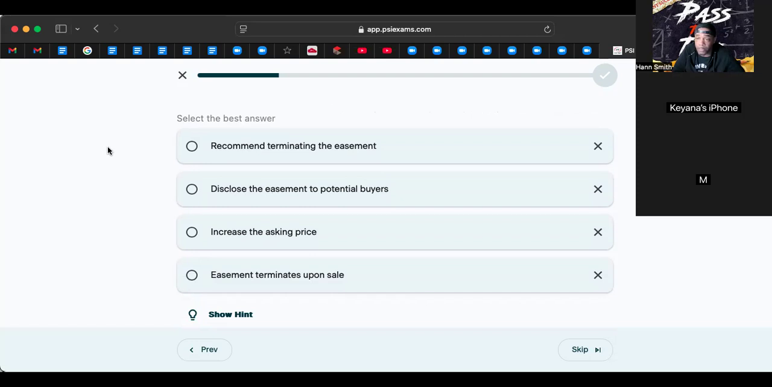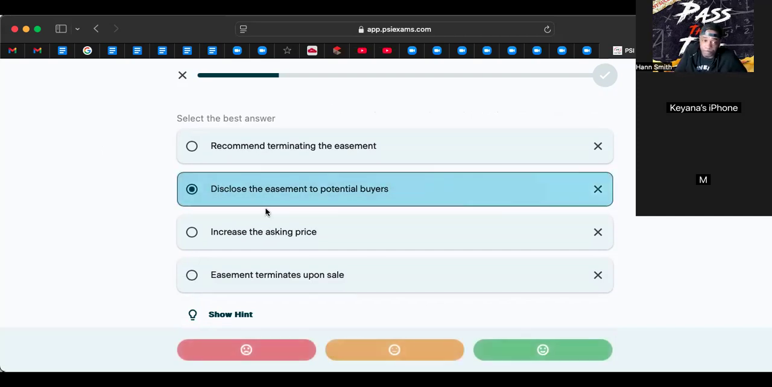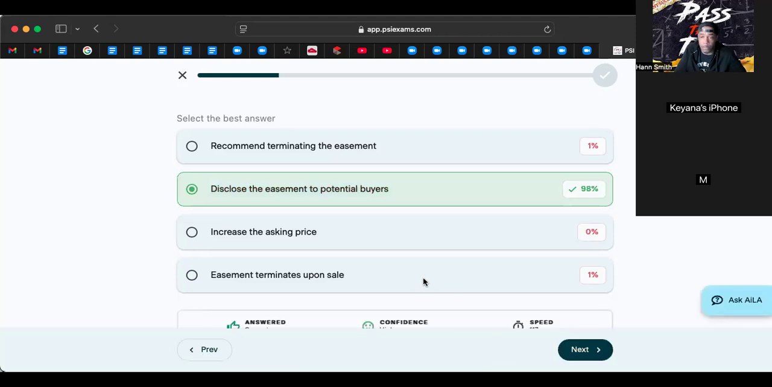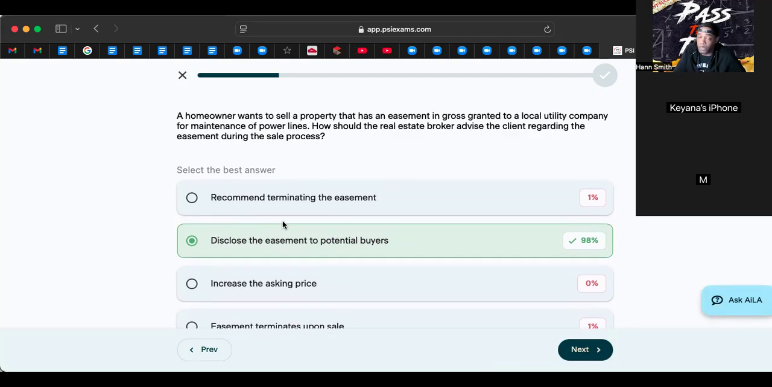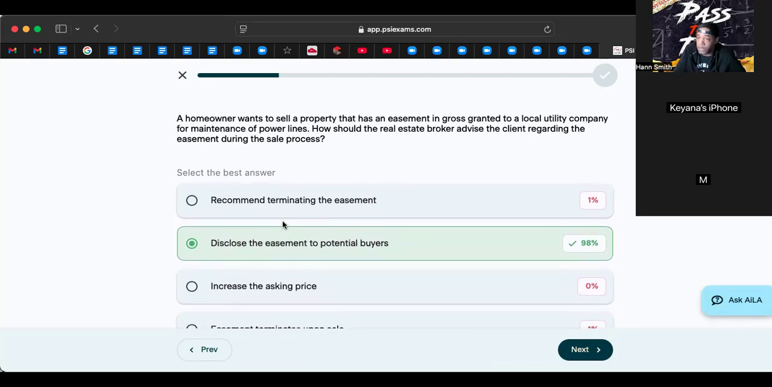Does anybody disagree with disclose the easement to potential buyers on this one? No, that's what y'all would do. And that's 98%, so that's why I did that. Everybody should know if you've got an easement, so let's disclose it.